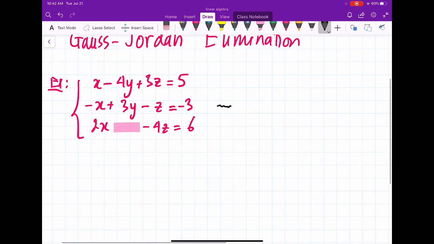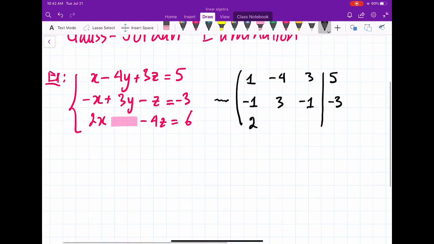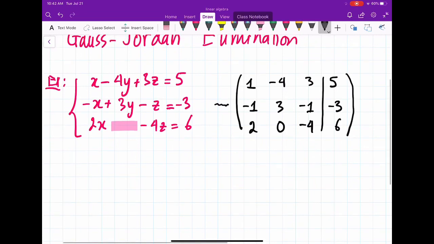I will pick coefficients from each equation. In the first equation, I have 1, negative 4, 3, and 5. In the second, I have negative 1, 3, negative 1, and negative 3. Then 2, 0 right here because we don't have y, negative 4, and 6. So this is the matrix form of the original system.